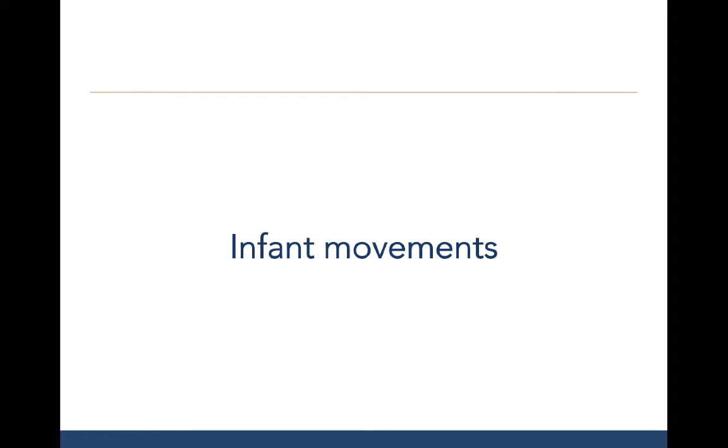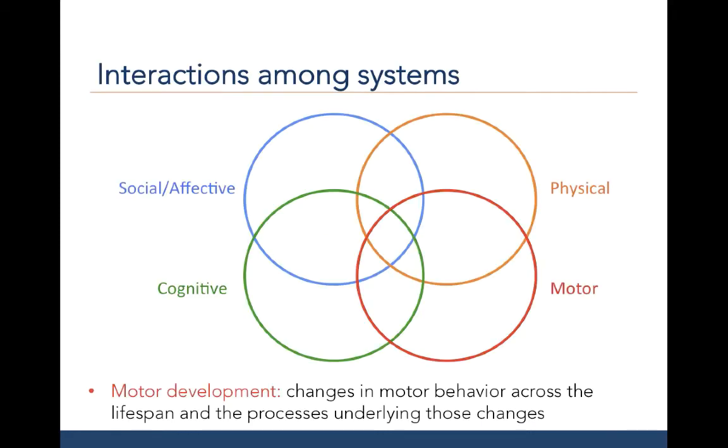As we have discussed in the first lecture, motor development interacts with many other developing systems, including physical, cognitive, and social affective systems. Although we are particularly interested in the changes in motor behavior across the lifespan and the processes that underlie those changes in behavior, the ability to move and interact in the environment affects physical, cognitive, and social development.